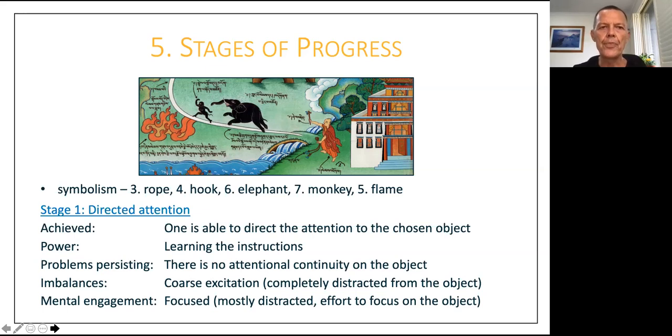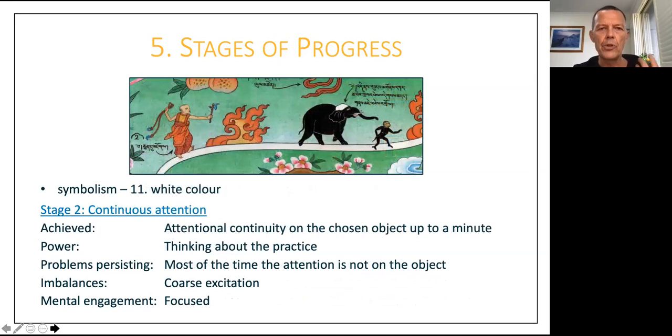If we keep practicing, then we'll go around the bend, and the bend symbolizes the power needed to go to the next stage. And so to get to stage 2, the next power is thinking about the practice. By thinking about the practice, we can get to the second stage. Because if we think about the practice, understand the practice better, get more enthusiastic about the practice, we can go a little bit further in the practice. And so the second stage is called continuous attention.